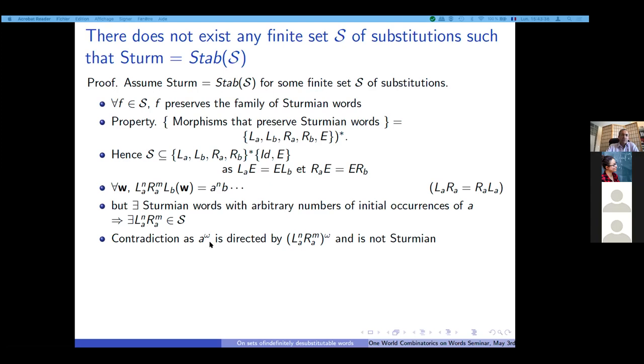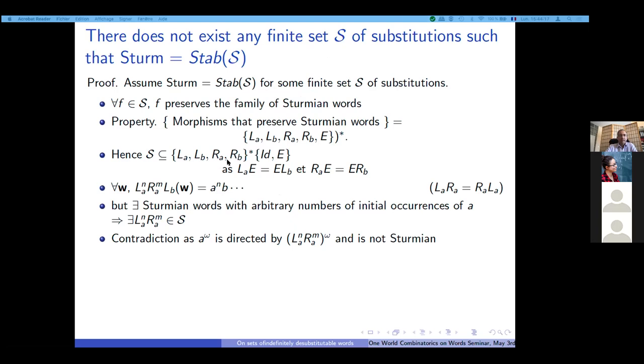So we have here another example of a way to use the fact that the morphisms of a stable set preserve the family of words of the stable set. And all the proofs of other results of the same kind, where I will say that there is no finite set S of substitutions such that the set of Sturmian words is a stable set, are indeed of this form. Only more tricky, because the sets of words to be considered are more complicated.